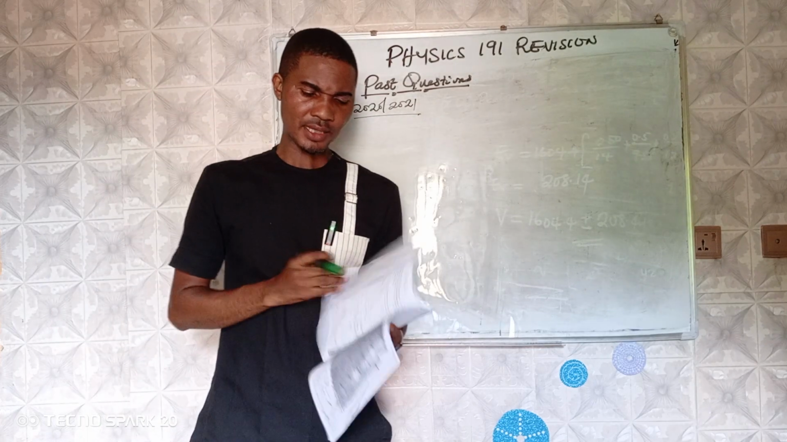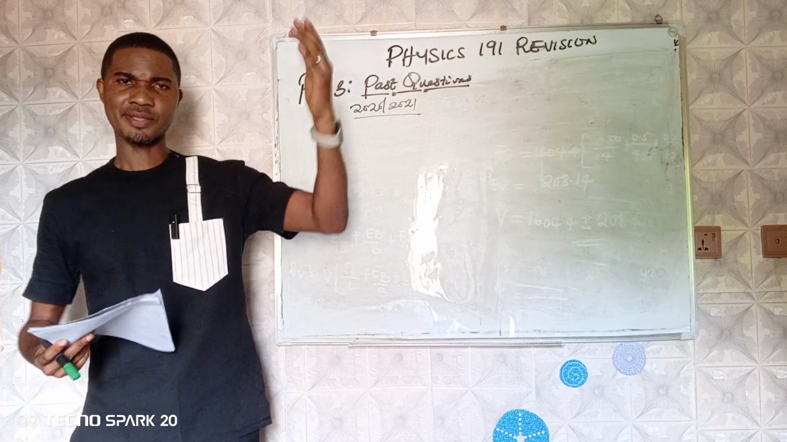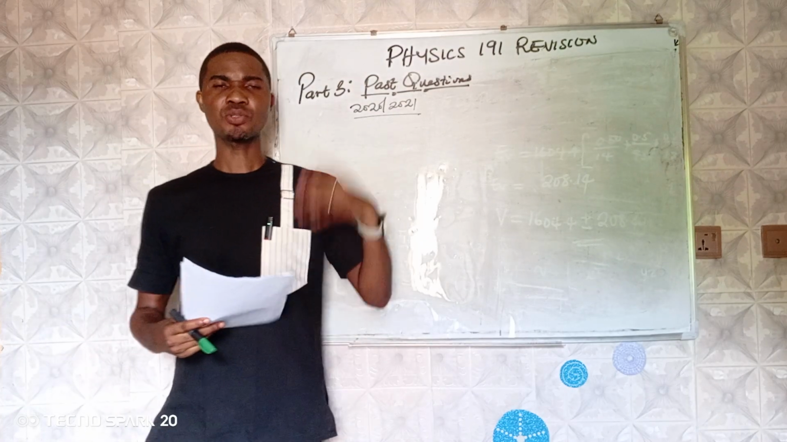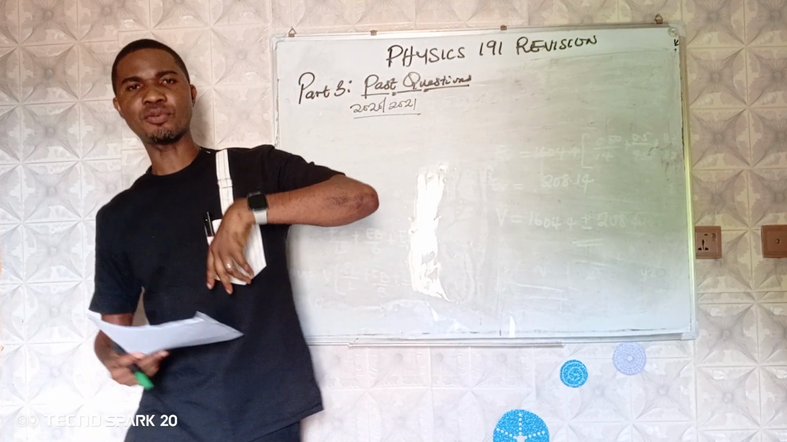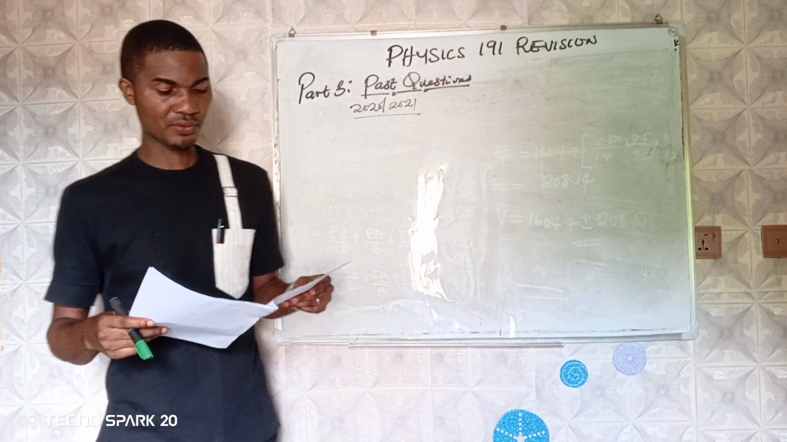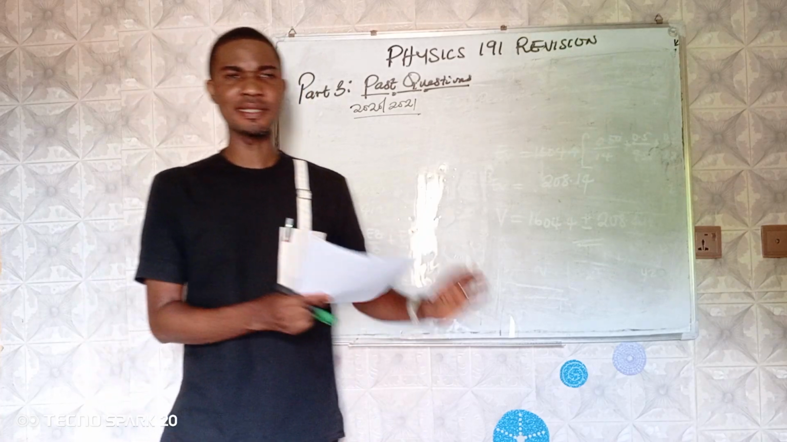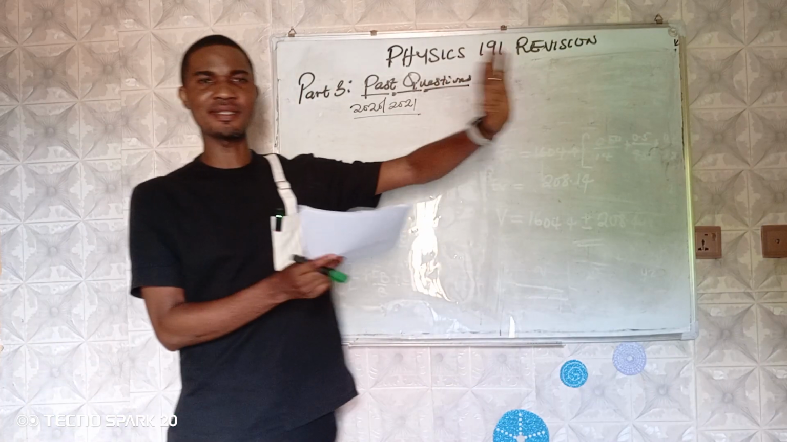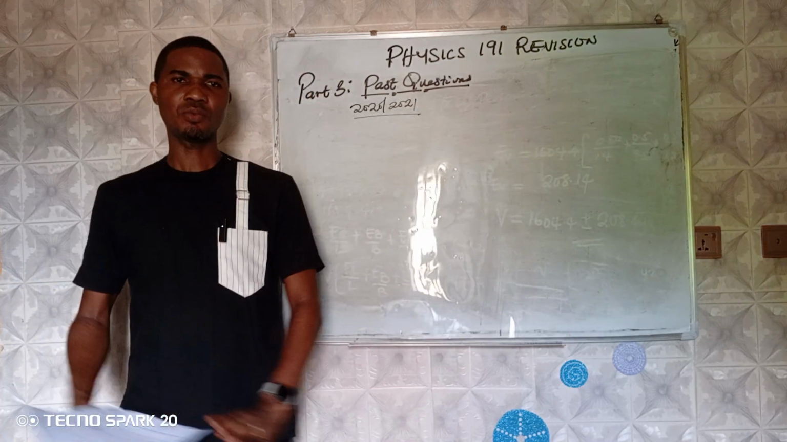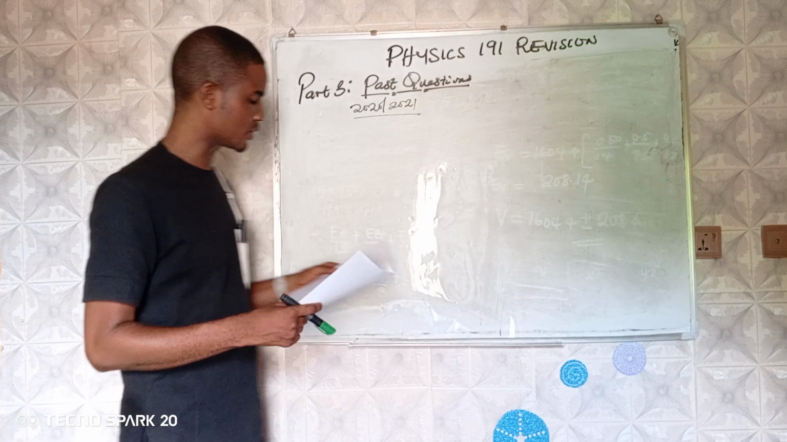If you look at the past question, it used to be two questions for 70 marks. Both of them might have 35, or one will have 40 marks and the other 35. But the two questions are supposed to give you 70 marks. In this first semester, you are dealing with mechanics and light. So one will be about mechanics, the other about light. So let's see 2020 to 2021.